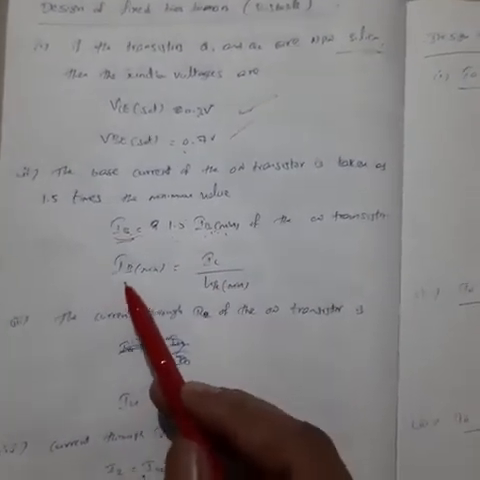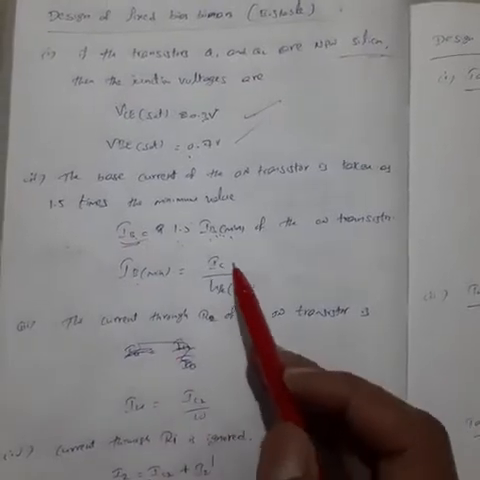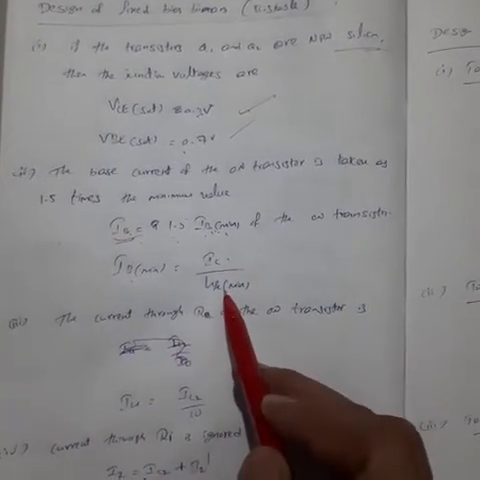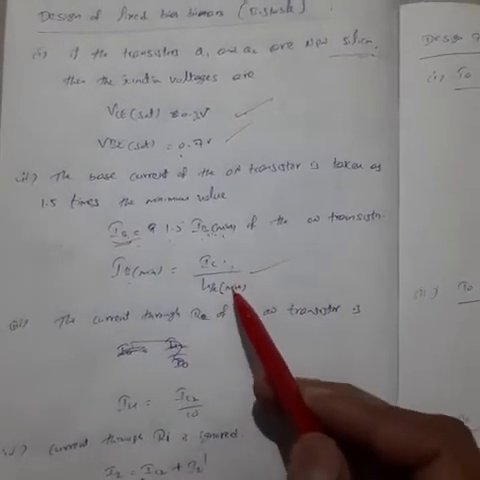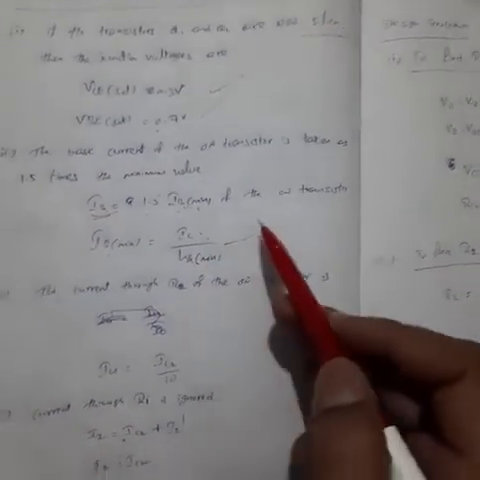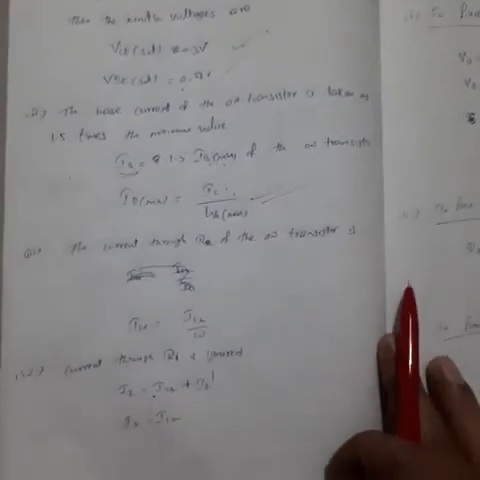So how can we calculate IB minimum? IB minimum equal to IC by HFE minimum. We already discussed this. IB minimum equal to IC by HFE minimum. This one is the second assumption.